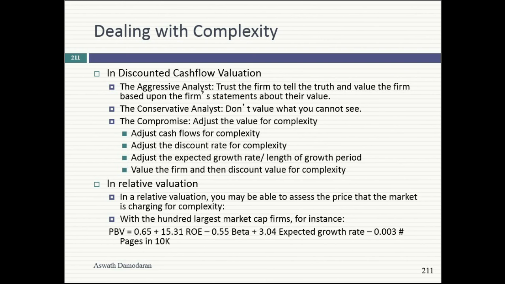Companies with high return on equity tend to have high price to book. But in this regression, I threw in a fourth variable, the number of pages in your 10K, just to see what would happen. I got a coefficient of minus 0.003, and it was statistically significant. What does that tell me? For every 100 additional pages in the 10K, what happens to my price-to-book ratio? It decreases by 0.3.